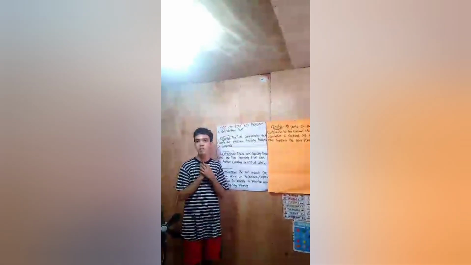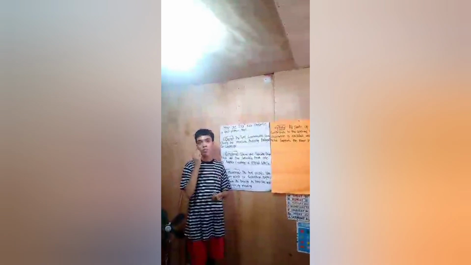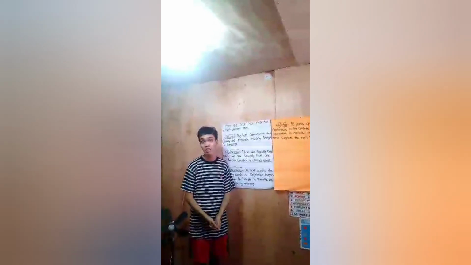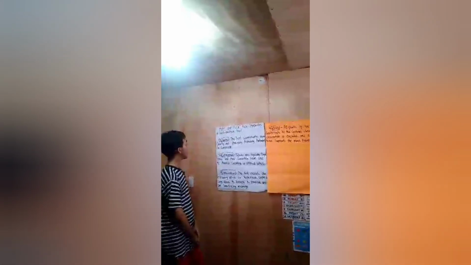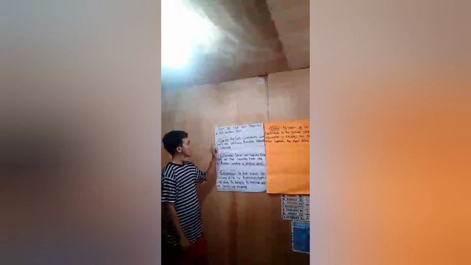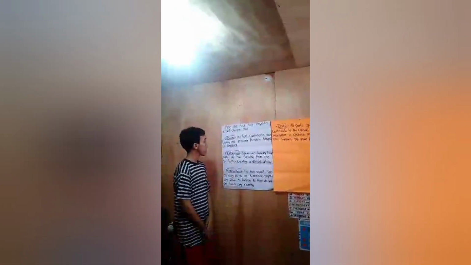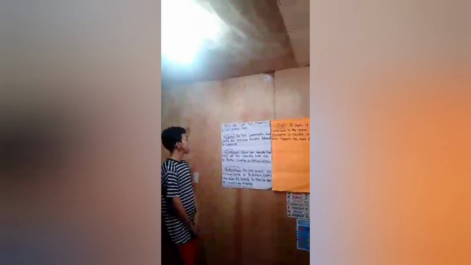So good morning everyone. My name is USTAM. So today I'll be going to report. So my topic is all about the four key properties of a well-written text. So number 1, we have clarity. The text communicates ideas clearly and precisely, avoiding ambiguity or confusion.